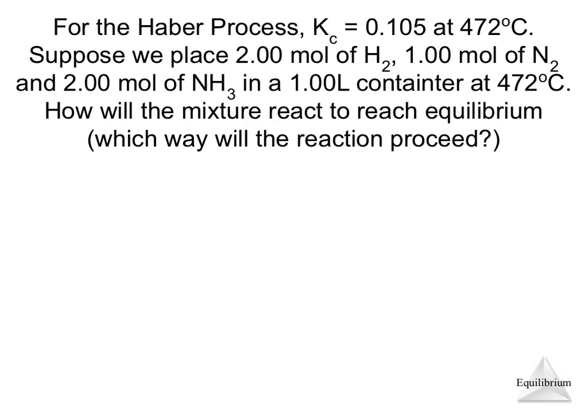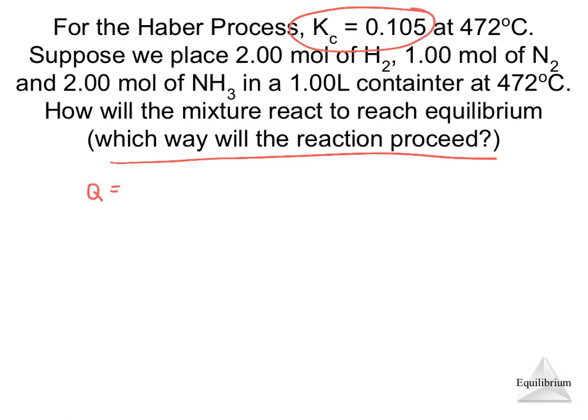Okay, so let's look at an example of this. For the Haber process, the equilibrium constant is 0.105 at 472 degrees Celsius. Suppose we place 2 moles of H2, 1 mole of N2, and 2 moles of NH3 in a 1 liter container at 472 degrees Celsius. How will the mixture react to reach equilibrium? Which way will the reaction proceed? Okay, so we know that this is the Kc value. So that's what we're going to compare it to.